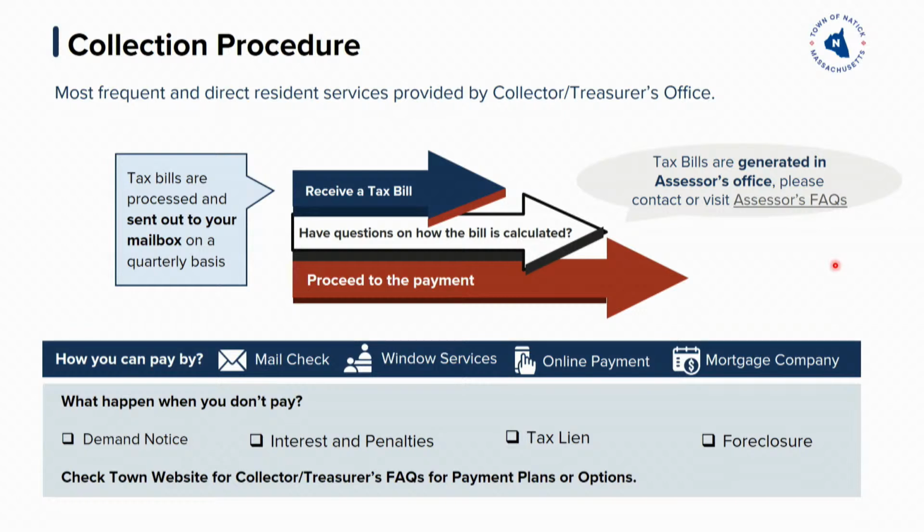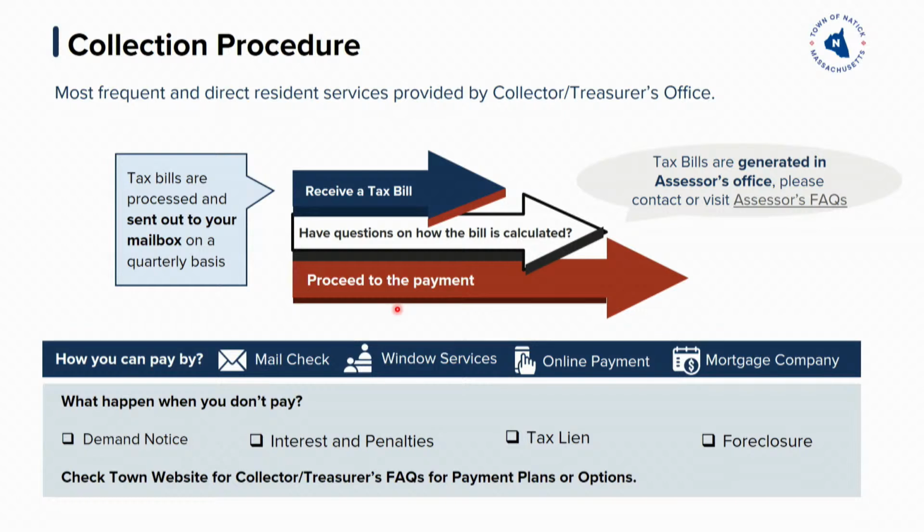We just went through, Mr. Henderson, with how those bills are calculated, and then we have to proceed to payment. Now, we try to make certain to make this as easy as possible. Once again, people don't particularly appreciate paying taxes, so therefore we do have several ways to do that.